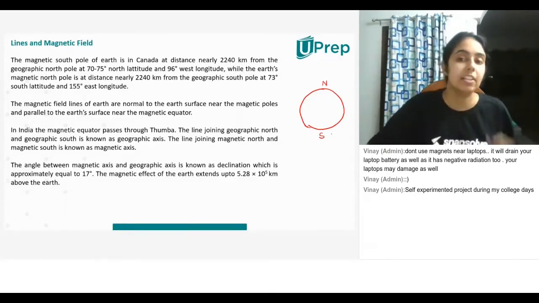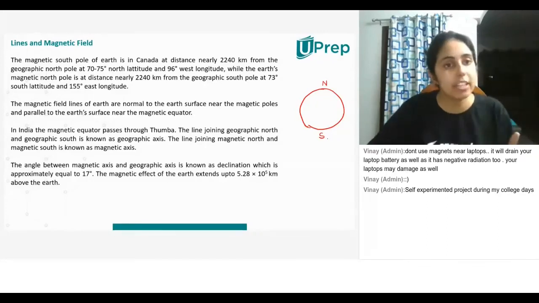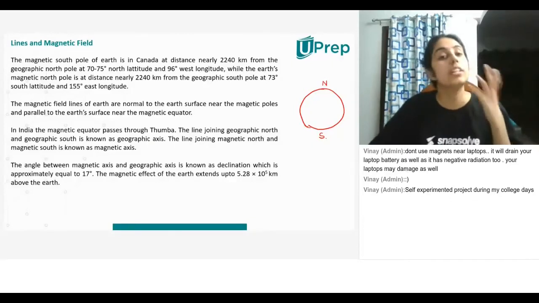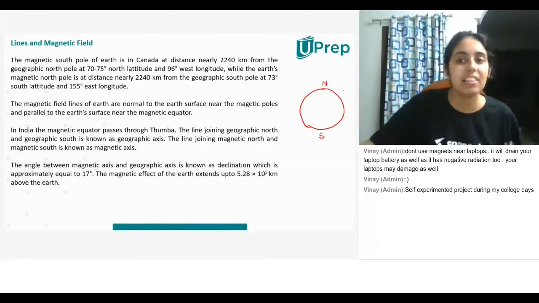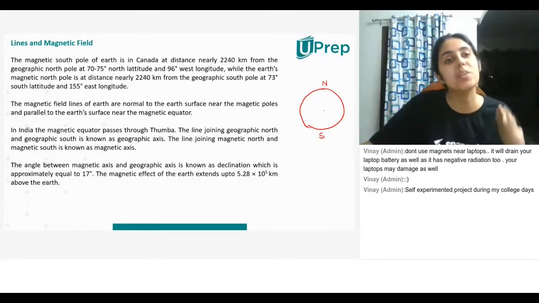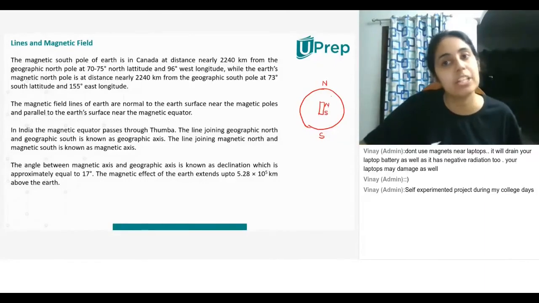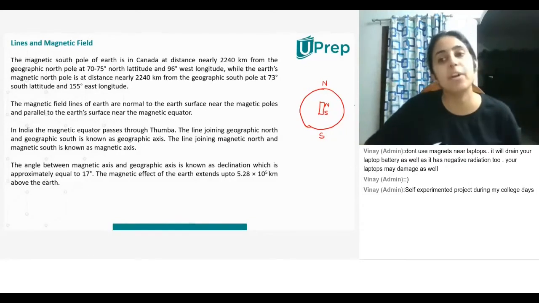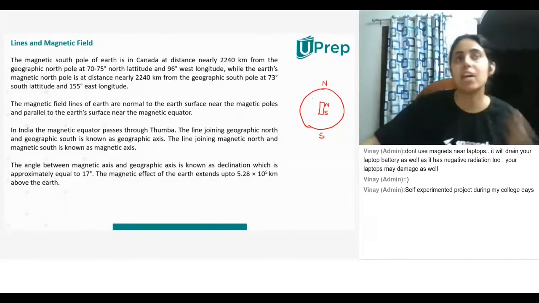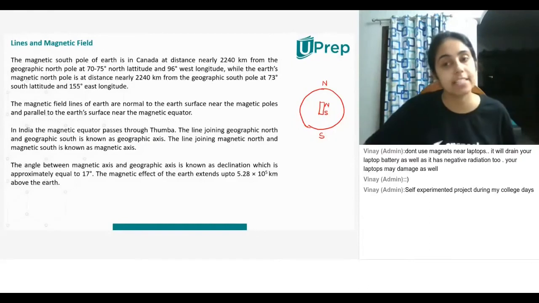Now, the earth has a geographic north and a geographic south. The earth is also a magnet, so the earth will also have a magnetic north and a magnetic south. So if I take a piece of magnet, this is the north pole, this is the south pole. If I tie it to a thread and suspend it in the air, the north pole points towards the geographic north and the south pole points towards the geographic south.